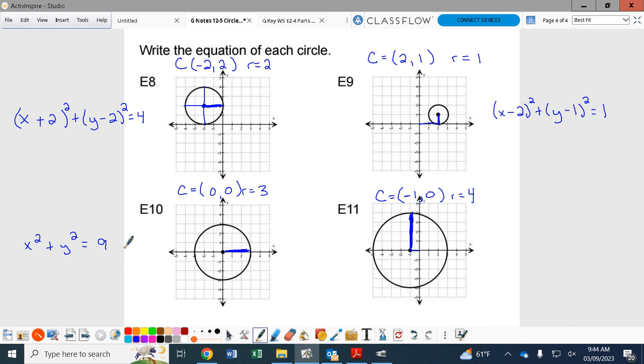Okay, the last one has a combination. It's going to have part of one and part of another. Who's willing to do it? Anybody willing to volunteer? Yes. So x plus 1 squared plus y squared equals, nice, perfect. Exactly right.